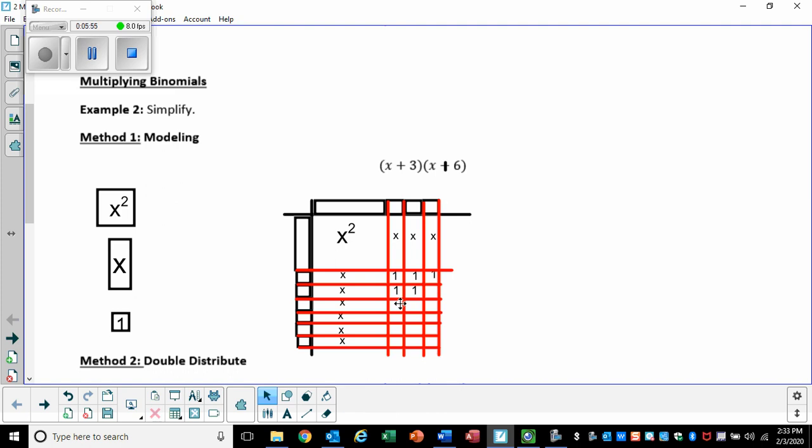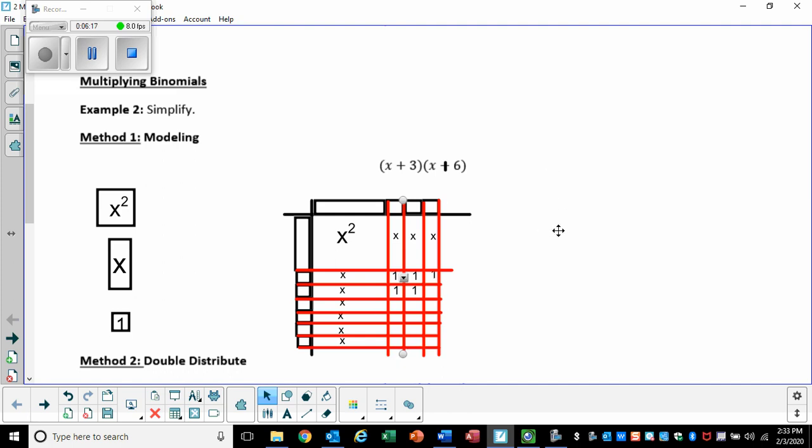Alright, well, you see it. So, basically, once I've labeled them all, I just go ahead and count it up. So I have 1 x squared. I would do x squared, 3 x's here, 6 x's here, and all together there are 18 1s.